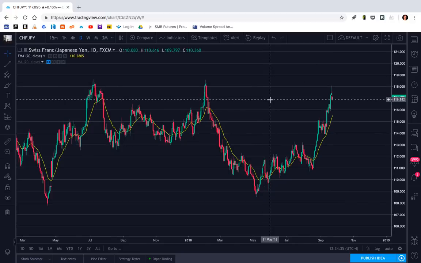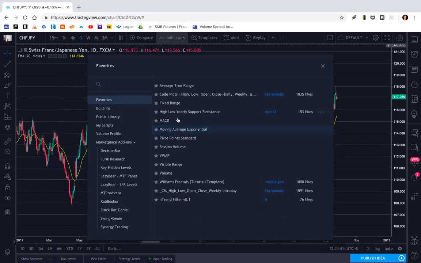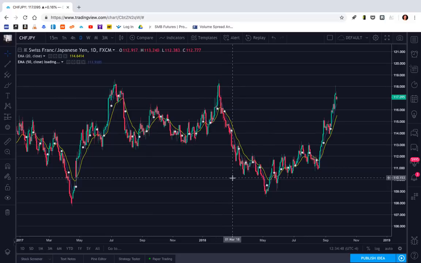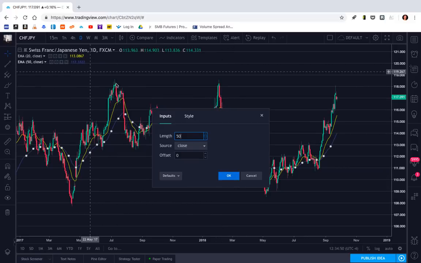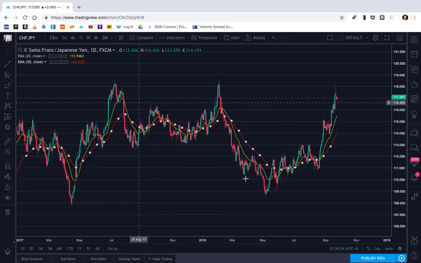Another good use of these moving averages is to have two of them plotted on your chart. So in this case, let's say we want to have the 20-day moving average and the 50-day moving average. So let's go ahead and plot that on our charts here. So the 20 is the yellow and the 50 is the red, right?